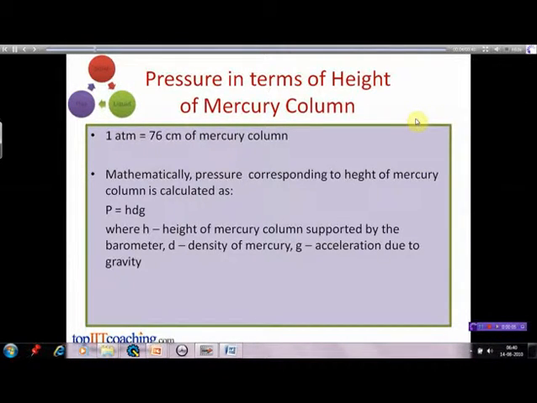Now, atmospheric pressure can also be measured in terms of the height of mercury column. 1 atmosphere is also expressed as 76 centimeter of mercury column, though dimensionally centimeter has the dimensions of length and not pressure. We can find the corresponding pressure from height of mercury column by using the formula P is equal to hdg, where h is the height of the mercury column supported by the barometer, d is the density of mercury, and g is the gravitational acceleration. Now, depending upon the units of h, d, and g, we get pressure in one of its units.